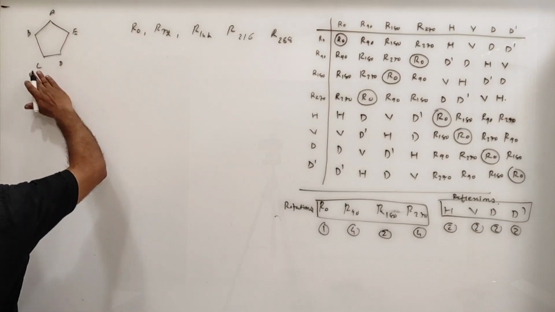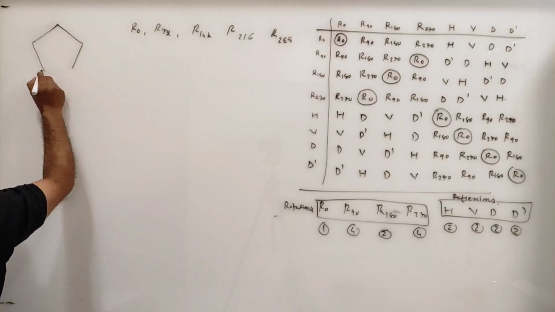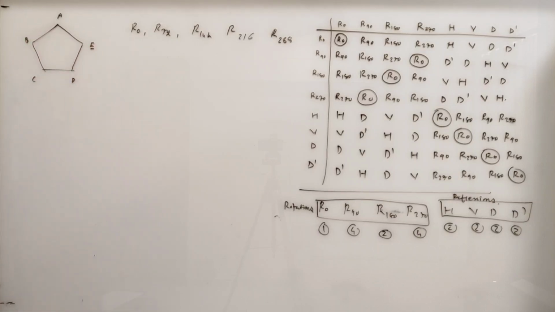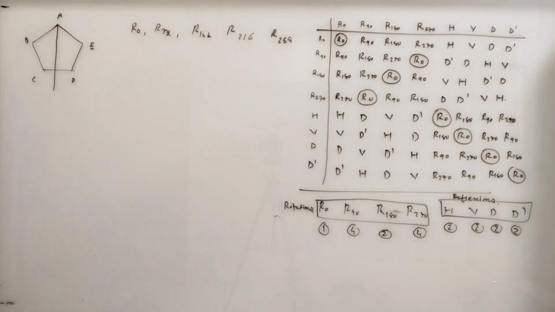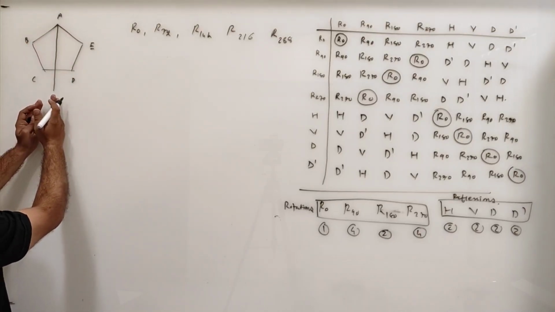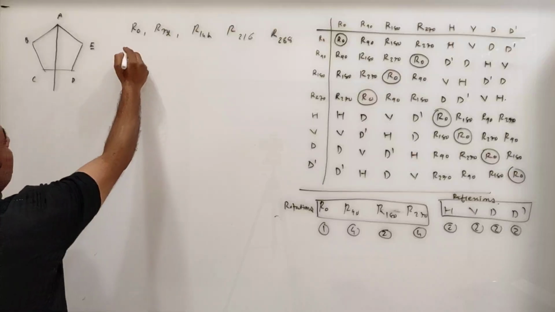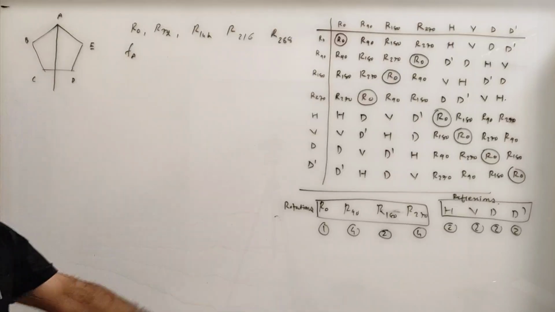Now see, let me draw the figure in a clear way. Then this is A, B, C, D and E. Then you draw a line like this, passing through a vertex and perpendicular to the opposite side, intersecting at the midpoint of the opposite side. Then you just reflect with respect to this axis. Then you have E and D here, B and C here, A as it is. So let me say it is FA, reflection about the axis passing through vertex A.